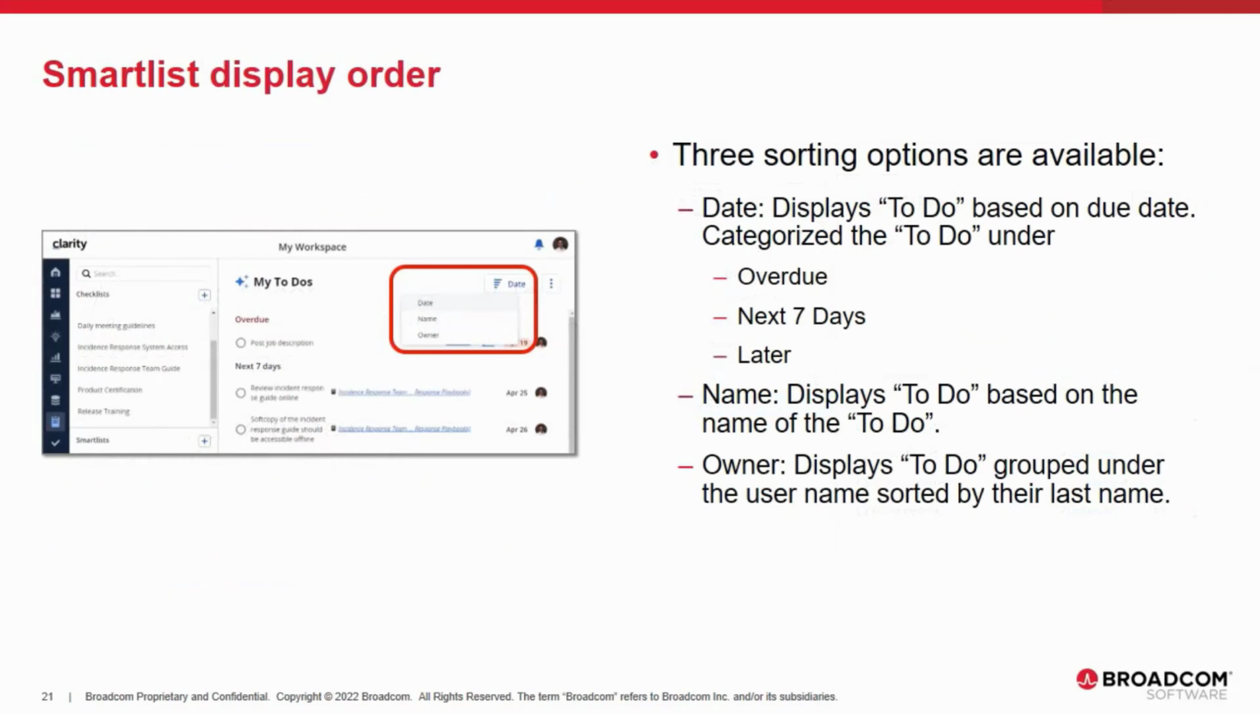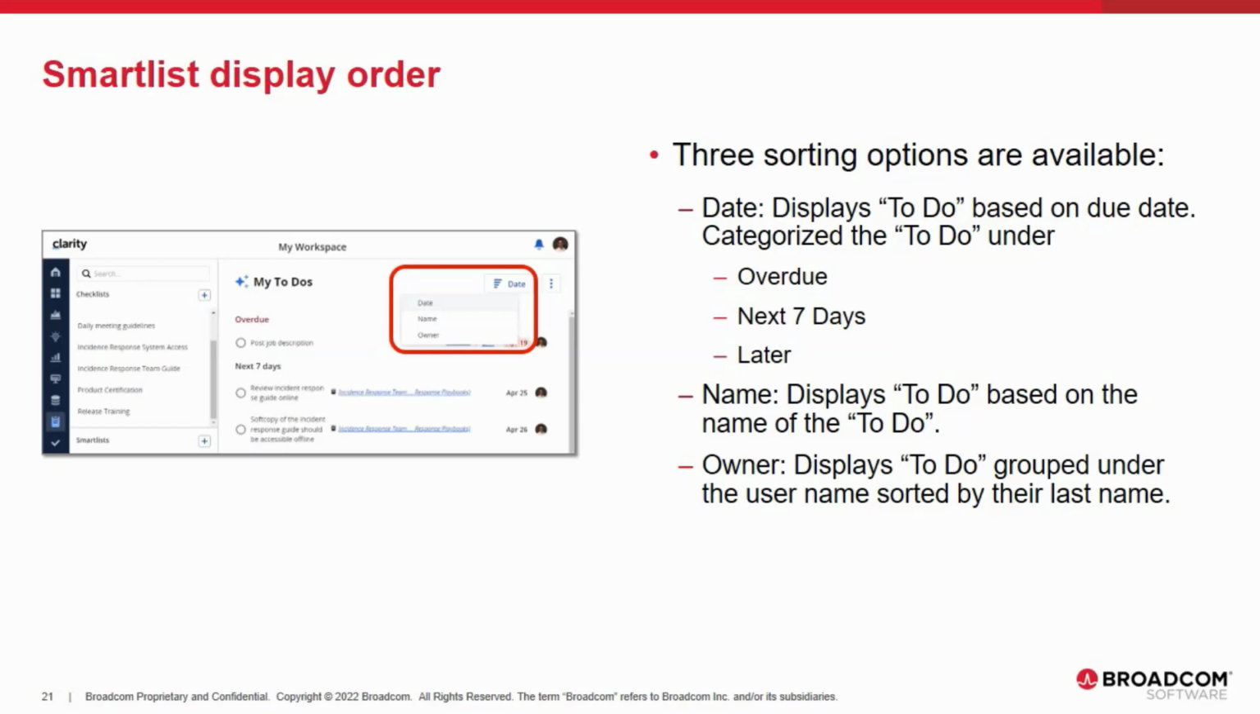The smart list display order, which is right here on top, can easily be changed, and there are three options possible. The first is the date. Selecting the date will display the to-dos in the following order. Any to-dos that are overdue will be listed first on top, followed by any to-dos that are due in the next 7 days, and then the rest of the to-dos listed underneath that. So an easy way to see the to-dos that are assigned to the person that is logged in.